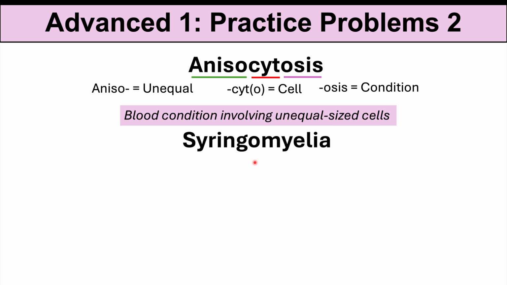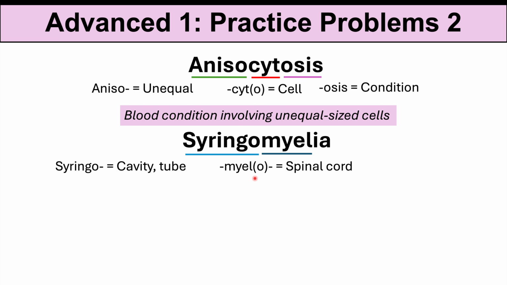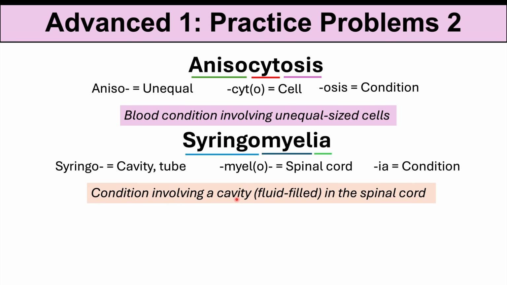The next practice problem is syringomyelia. So again, we break this term down. Syringo refers to a cavity or a tube. Myel refers to the spinal cord, so myelo. You can think of terms like transverse myelitis. That's a condition involving inflammation in the spinal cord that causes issues with bladder control. And ia, that suffix again, means condition or an abnormal condition. So if you put this all together, syringomyelia refers to a condition involving a cavity, which is going to be fluid-filled. It's a fluid-filled cavity in the spinal cord.